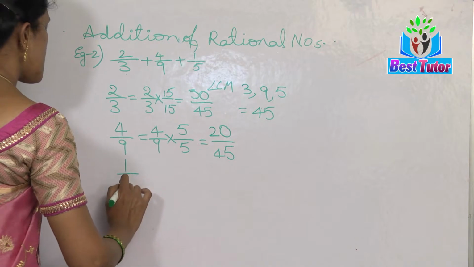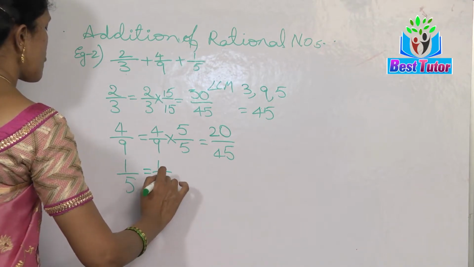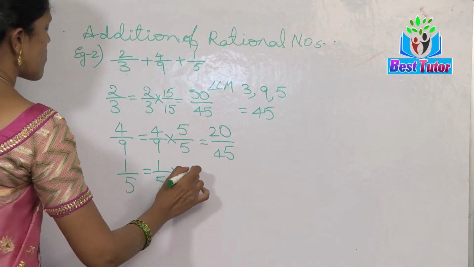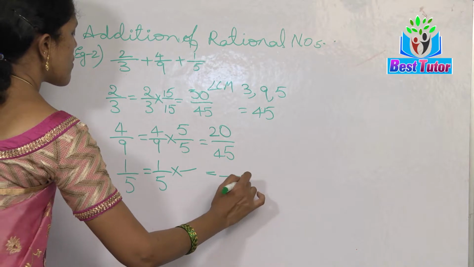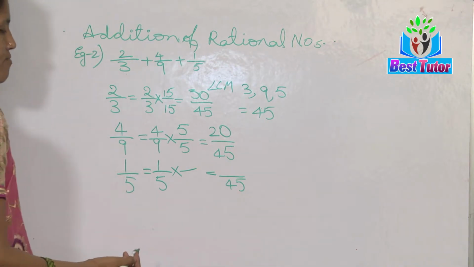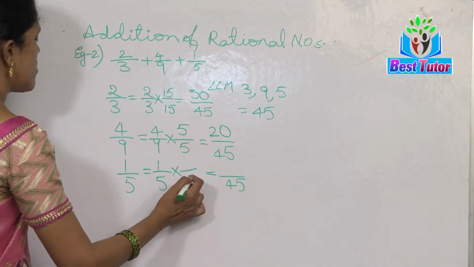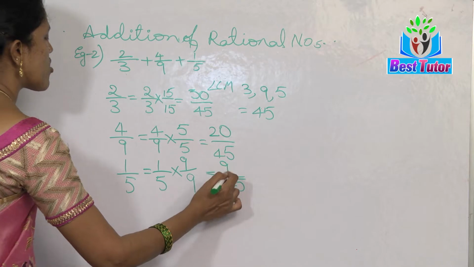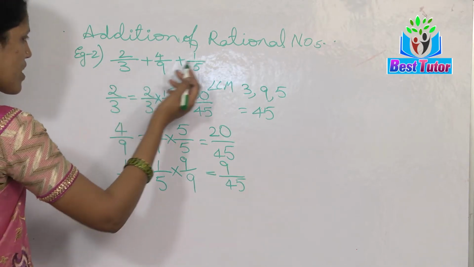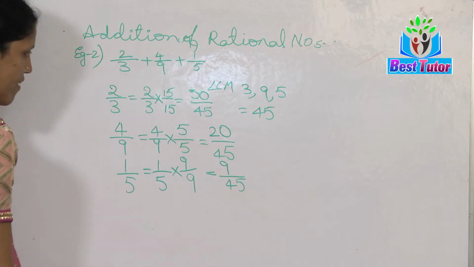And the last number is 1 by 5. Last rational number is 1 by 5. I would like to convert this into a rational number with denominator 45. 5 into dash is equal to 45. 5 9s are 45. So the numerator has become 9. Now the 3 rational numbers have got converted into 3 equivalent like fractions.